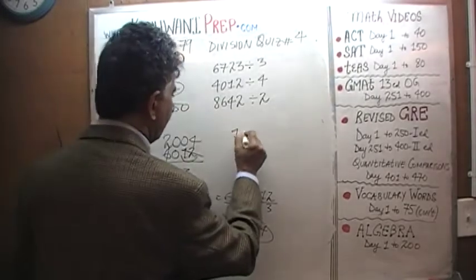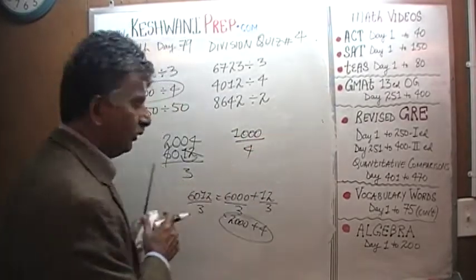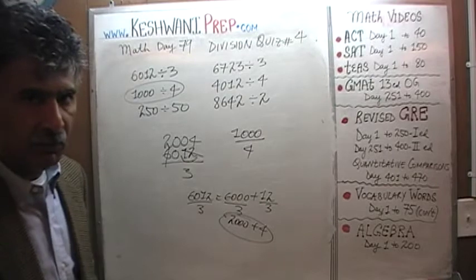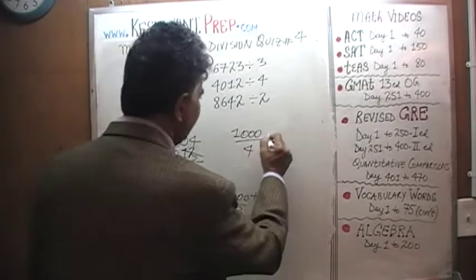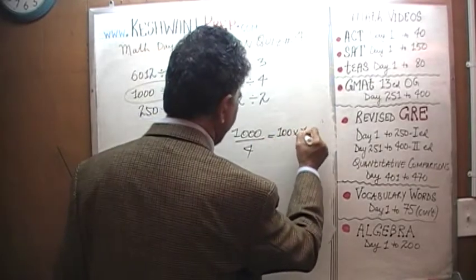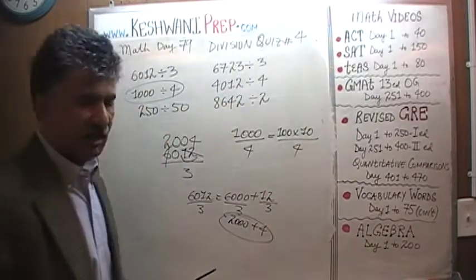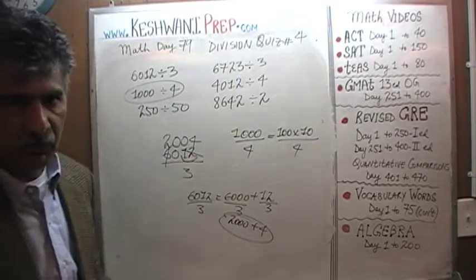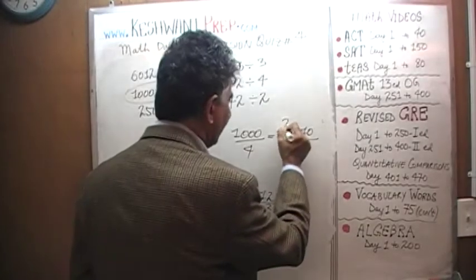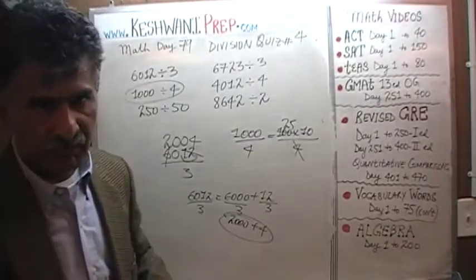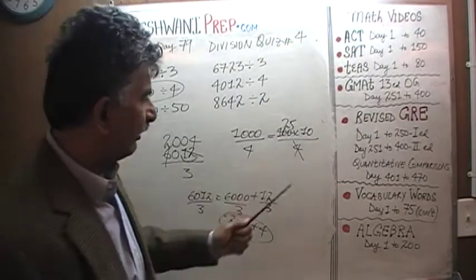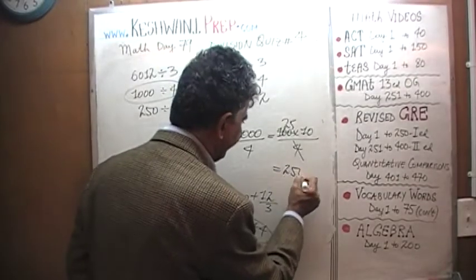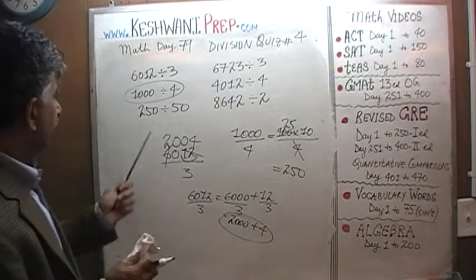1000 divided by 4. When you have to divide some multiple of 100 by some number, it's easier just to break it up. Write down 1000 as 100 times 10. Now it's very easy to see what 100 divided by 4 is. There are 25 4's in 100, because 25 times 4 is 100. That's it. It's 25 times 10, which is 250. Let's do the next one.